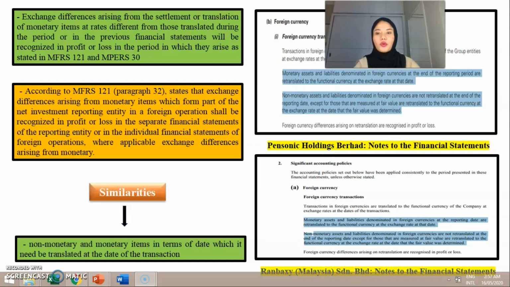According to MFRS 121 paragraph 32, exchange differences arising from a monetary item which forms part of the reporting entity's net investment in a foreign operation shall be recognized in profit or loss in the separate financial statements of the reporting entity or in the individual financial statements of the foreign operation, where applicable.